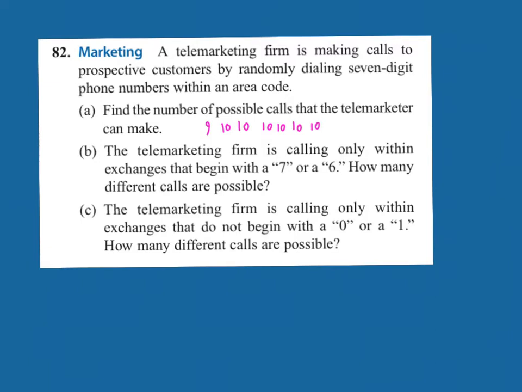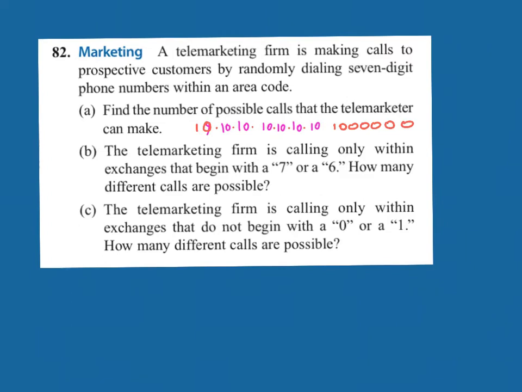So this is 82. It says the telemarketing firm is making calls to prospective customers by randomly dialing 7-digit phone numbers within an area code. Find the possible number of calls that a telemarketer can make. So this is within any area code, and it doesn't say anything about a limitation of the 0 or 1, and it doesn't reference that same example that we used before, which means you're not setting any limitations. So it would be 10 times 10 times 10 times 10 times 10 times 10, 7 times.